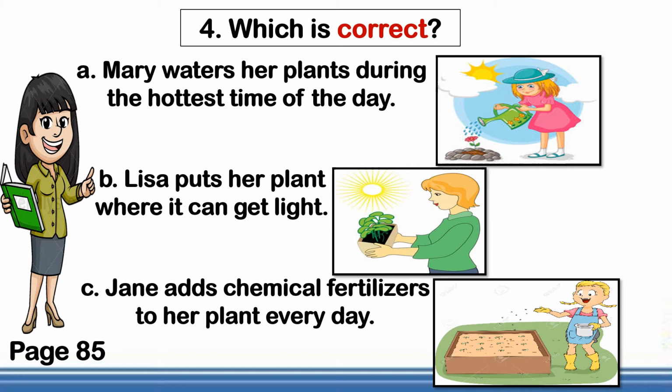Which one is correct? Letter A. Mary waters her plants during the hottest time of the day. Letter B. Lisa puts her plant where it can get light. Is this correct? Letter C. Jane adds chemical fertilizers to her plant every day.